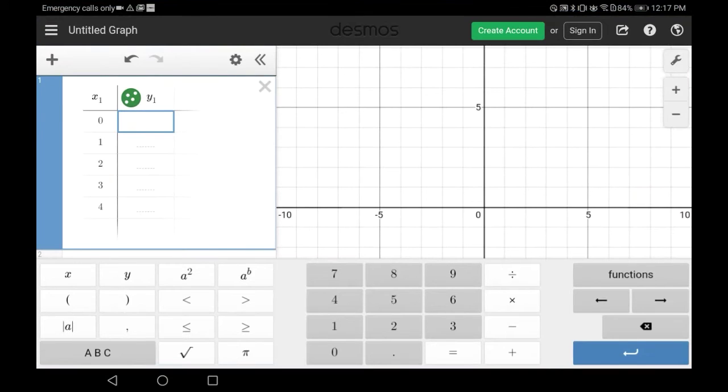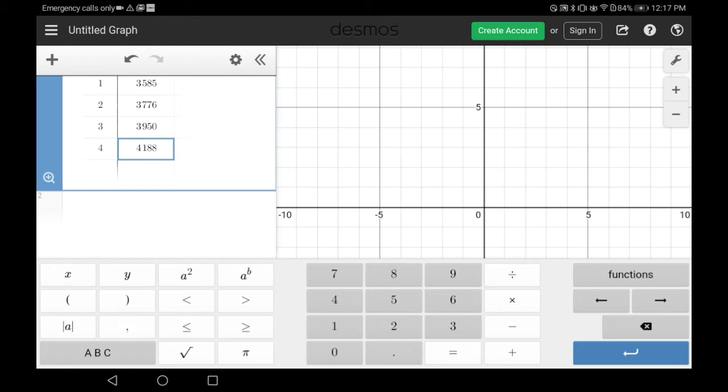And the Y coordinate, I will copy 3128 for the first one. The second is 3585. The third one is 3776. The other is 3950, and the last one is 4188. Okay.